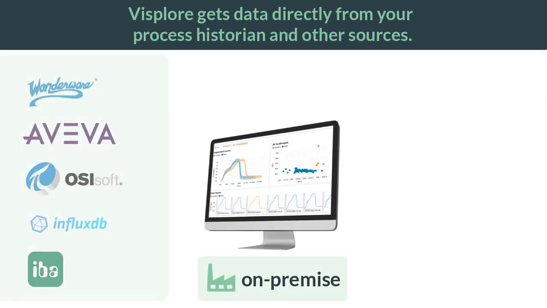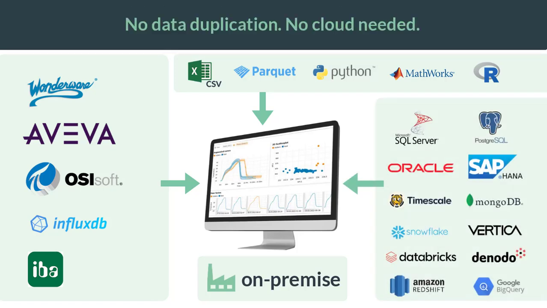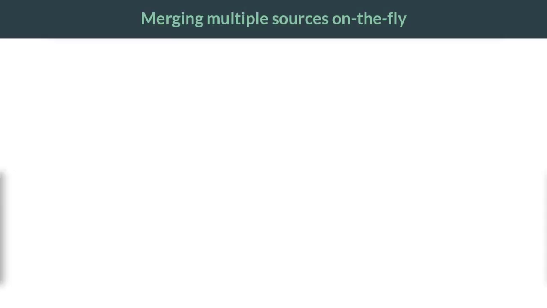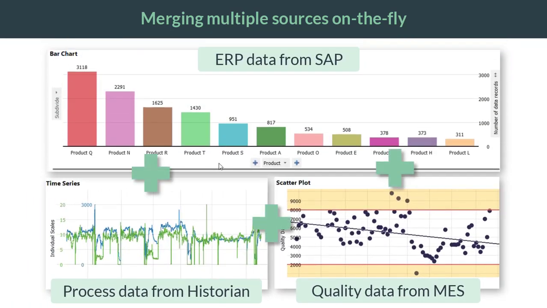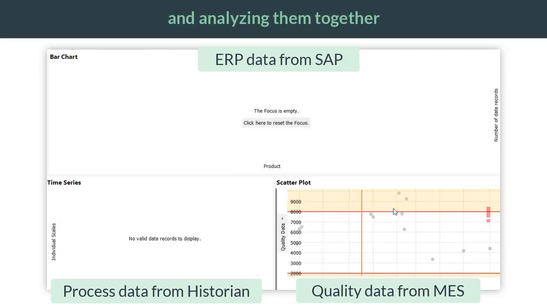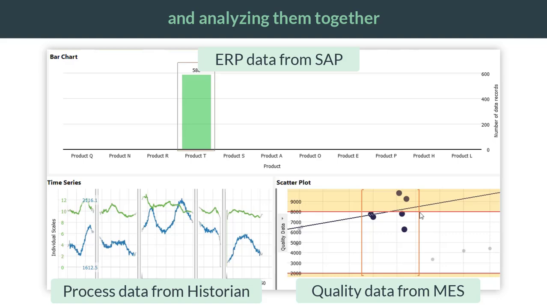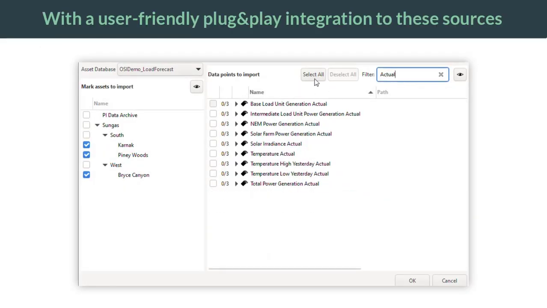Visplore runs on-premise and gets the data directly from your process historian and many other sources. No data duplication, no cloud. Merging data from multiple sources on the fly for the whole picture and analyzing them together. With a user-friendly plug-and-play integration to these sources.